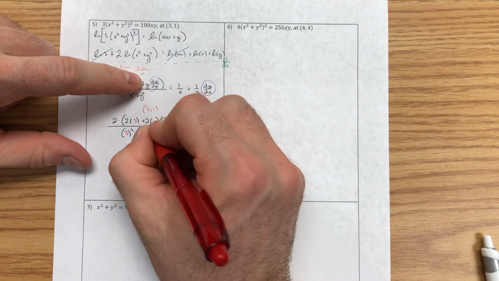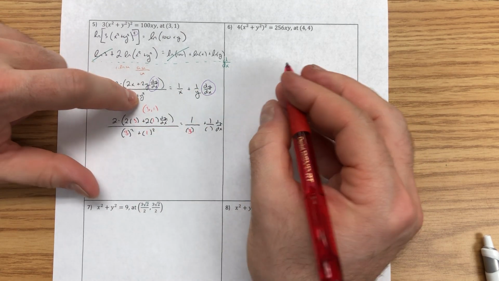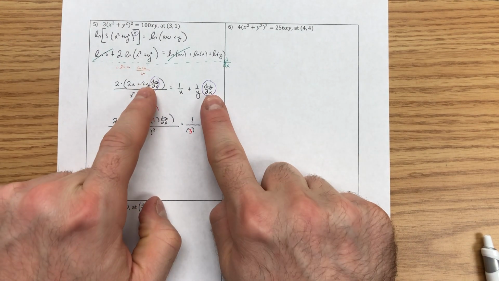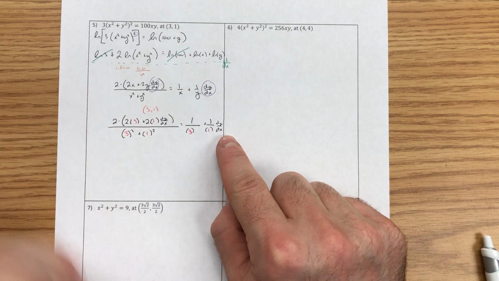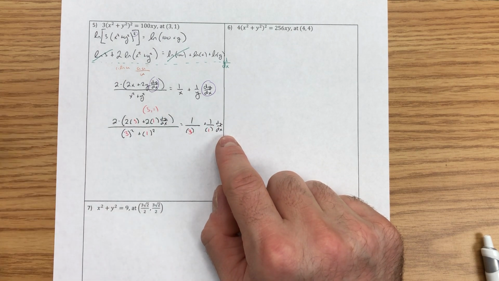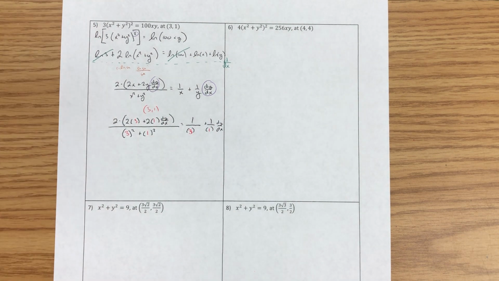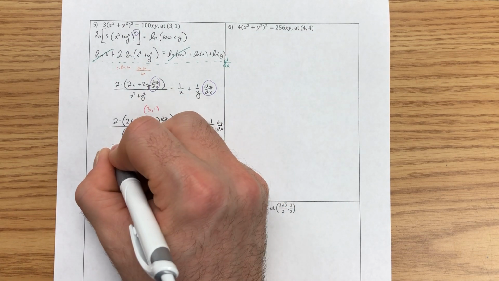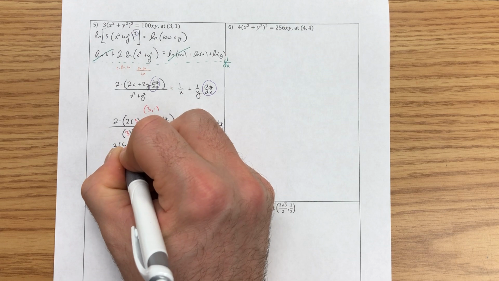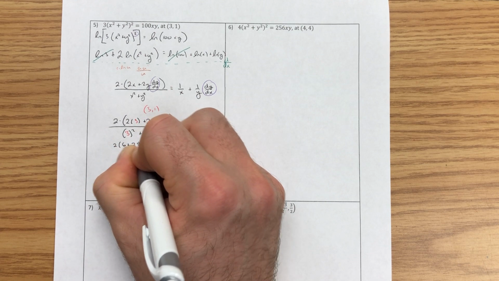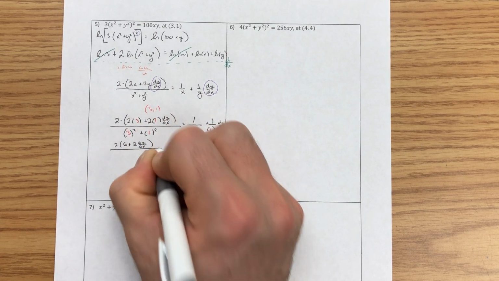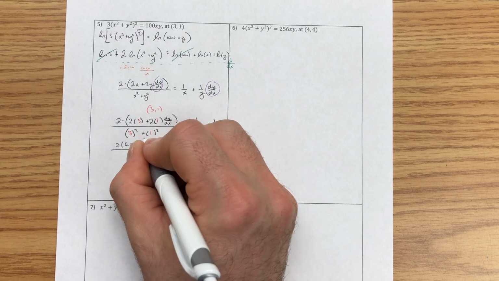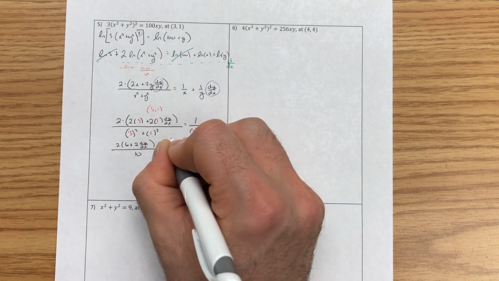Anywhere where I see a y, plug in a 1. Boom. And remember, what we're trying to isolate is the dy/dx. So now that we've got just a bunch of constants, let's simplify this as best we can. That's going to give us, let's see, 2 times 6 plus 2 dy over dx. Let's see, 3 squared is 9, plus 1 squared is 1, so 9 plus 1 is 10.